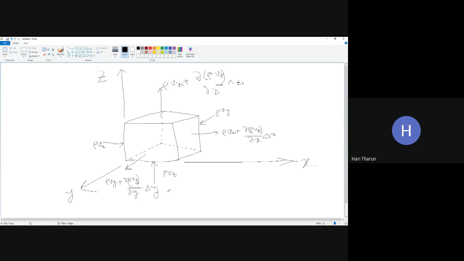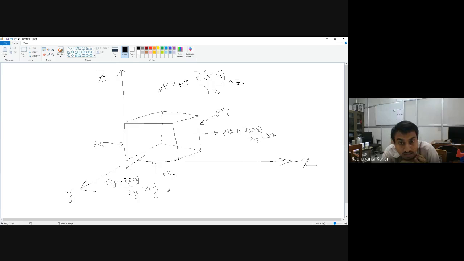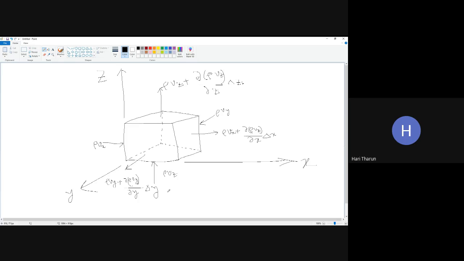Sir, your cursor is not moving, sir. In which direction are we not able to see, sir?